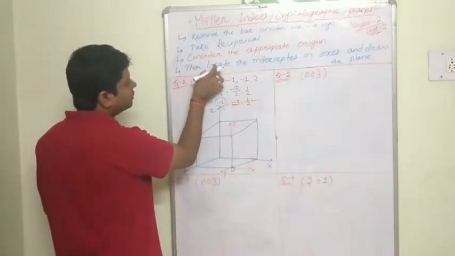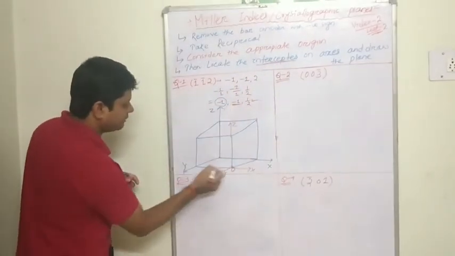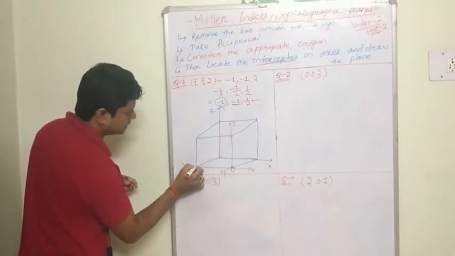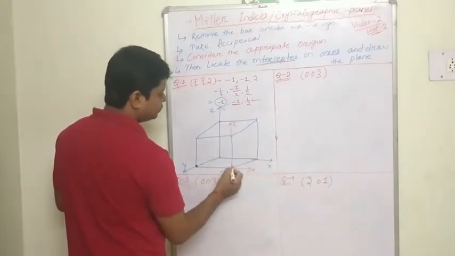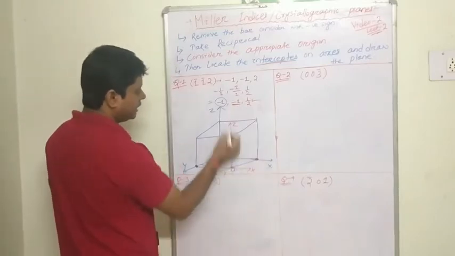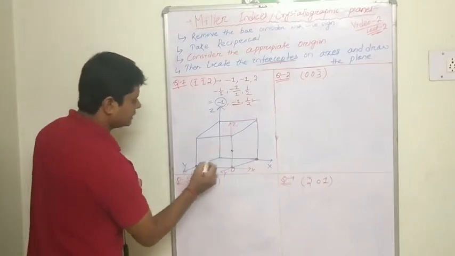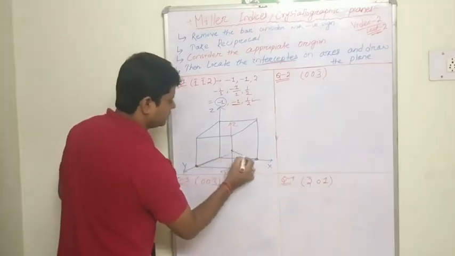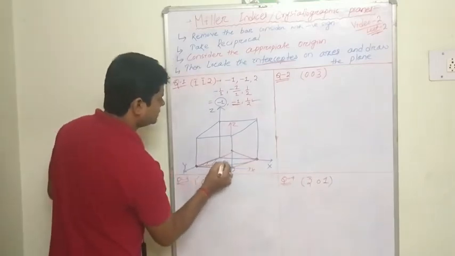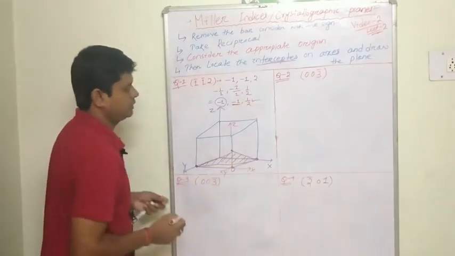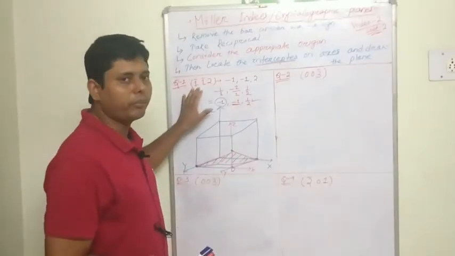The fourth step, locate the intercepts on the axis. So along the negative x-axis the point will be here. Along the negative y-axis, if we have to move, the point will be here, and along positive z the intercept will be half. Okay, we got these 3 points. We have to just connect these 3 points. This is the required plane having the Miller indices 1 bar, 1 bar, 2.